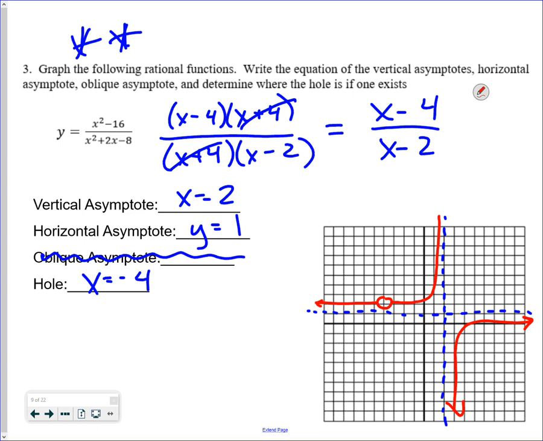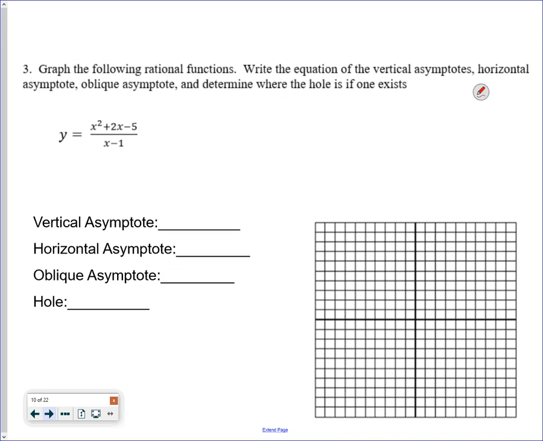So this is by far my favorite question because it has a little bit of everything. You have to factor, you have to cancel, and what's left is a fraction. And so therefore you have vertical asymptotes and horizontal asymptotes. Next one in the group.